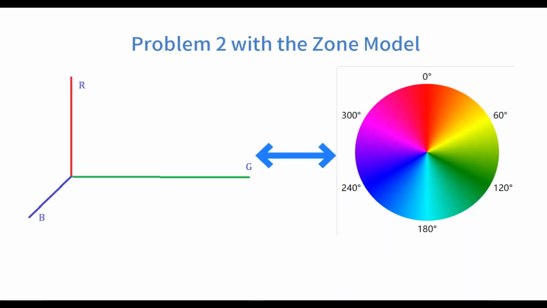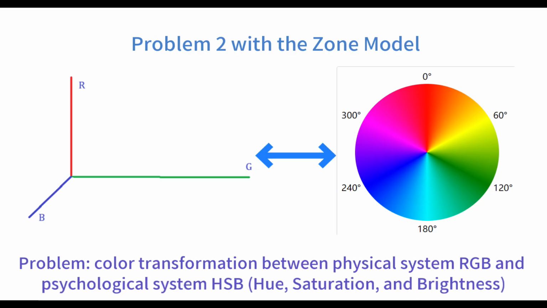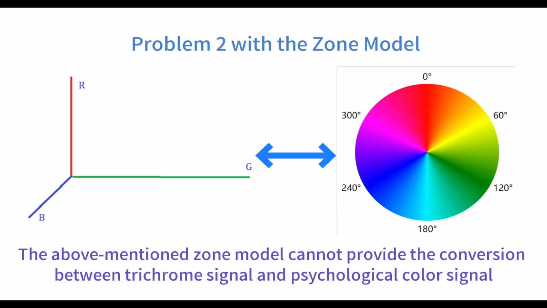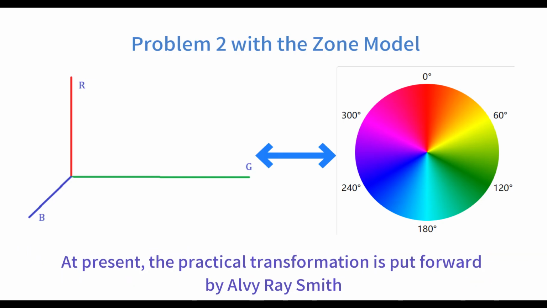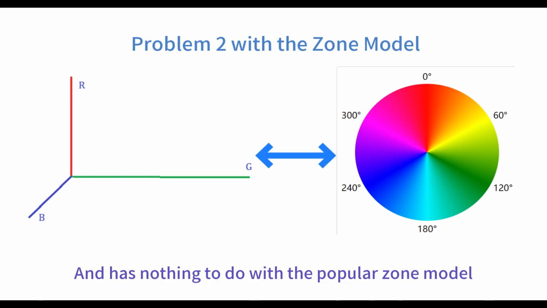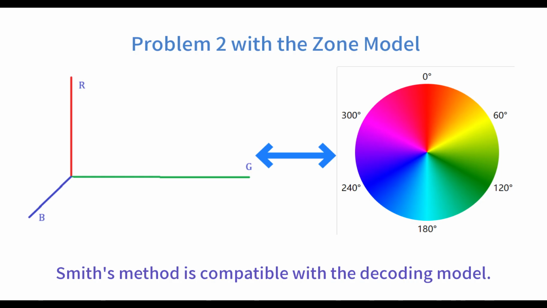Problem 2 with the zone model. Problem: color transformation between the physical system RGB and the psychological system HSB, hue, saturation, and brightness. The above-mentioned zone model cannot provide the conversion between trichrome signal and psychological color signal. At present, the practical transformation is put forward by Alvy Ray Smith and has nothing to do with the popular zone model. Smith's method is compatible with the decoding model.